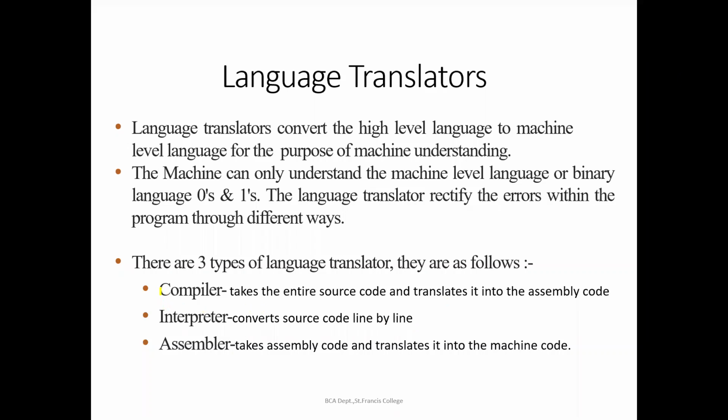Internally, there are language translators which convert the high level language into low level binary code or machine level language, for the purpose of the machine's understanding. We will understand only high level language, and the machine will understand only binary code, that is zeros and ones. So the machine can understand only the machine level language or binary language, which is zeros and ones. The language translator.